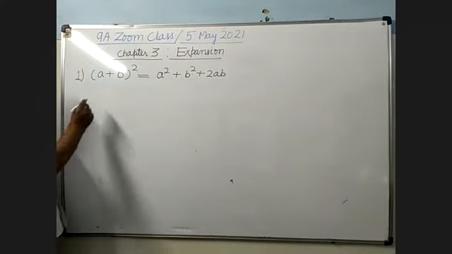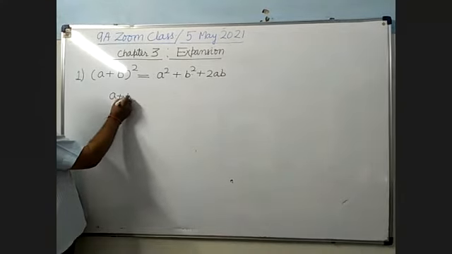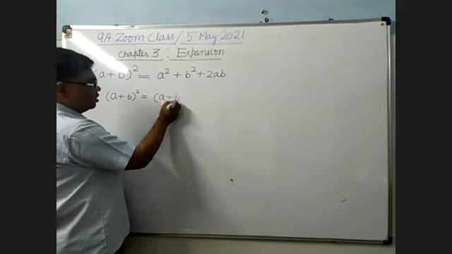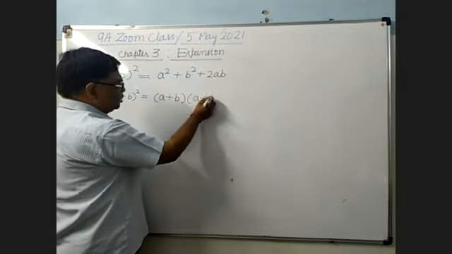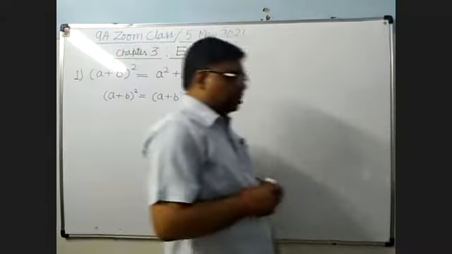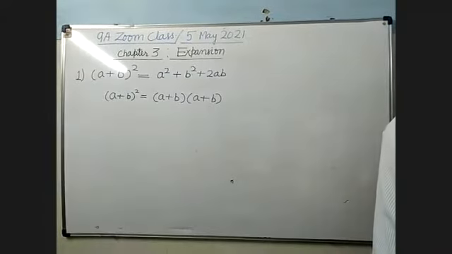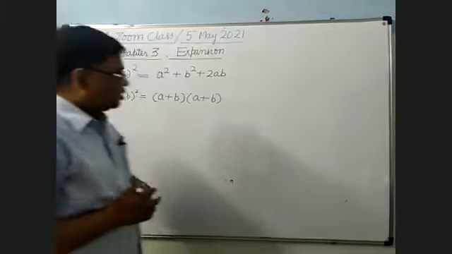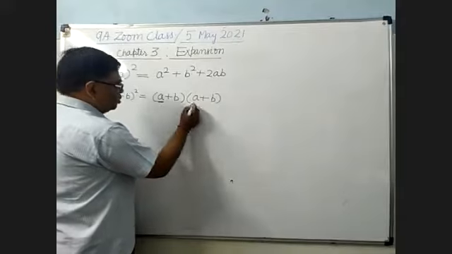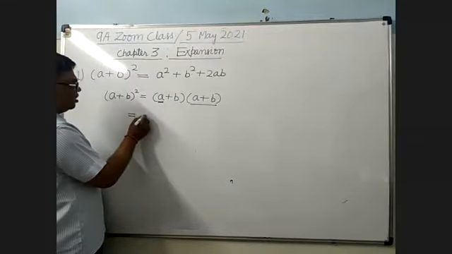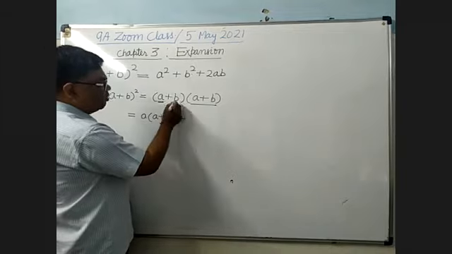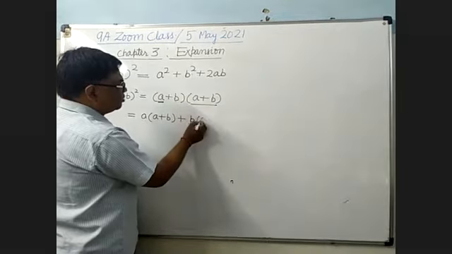You can see this is (a plus b) whole square. It is (a plus b) into (a plus b). It's clear? So now you multiply this a with this bracket. इस a को इस bracket के साथ multiply करें. Then do the same with b into this bracket.